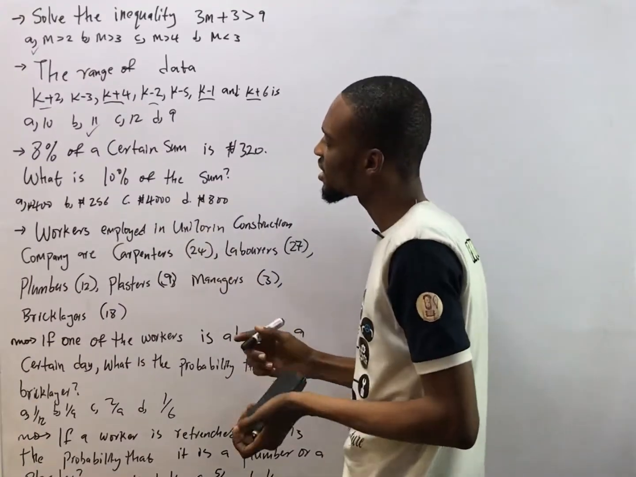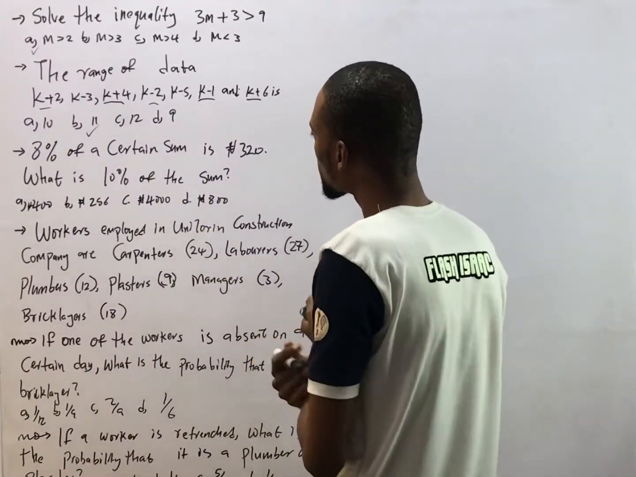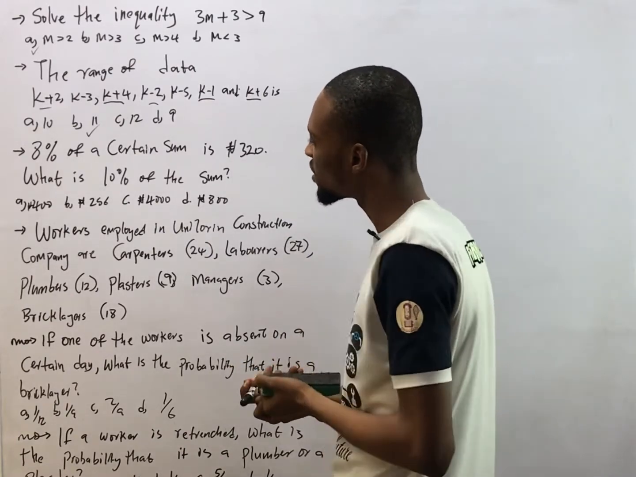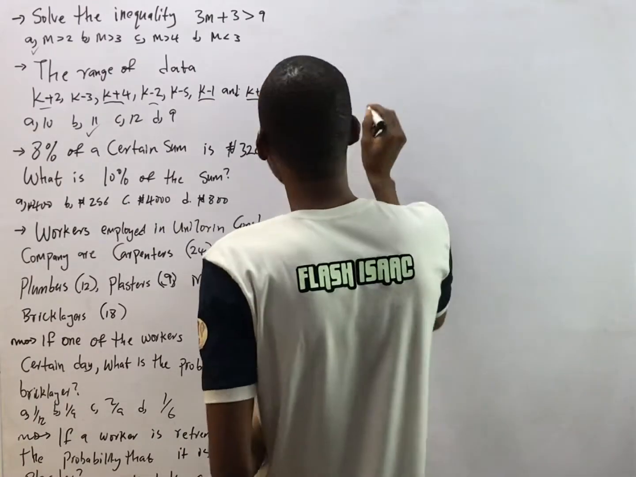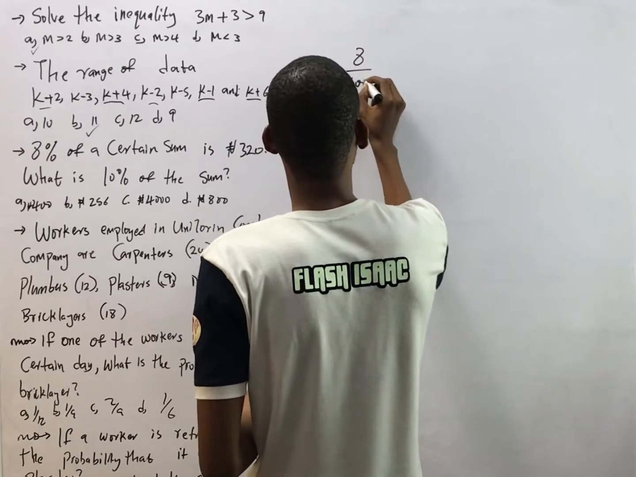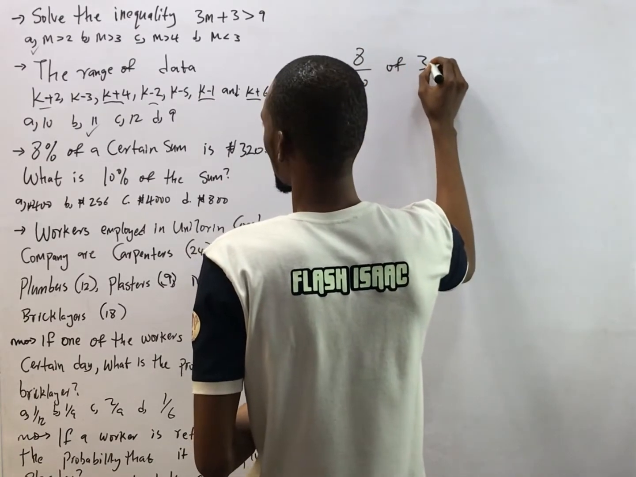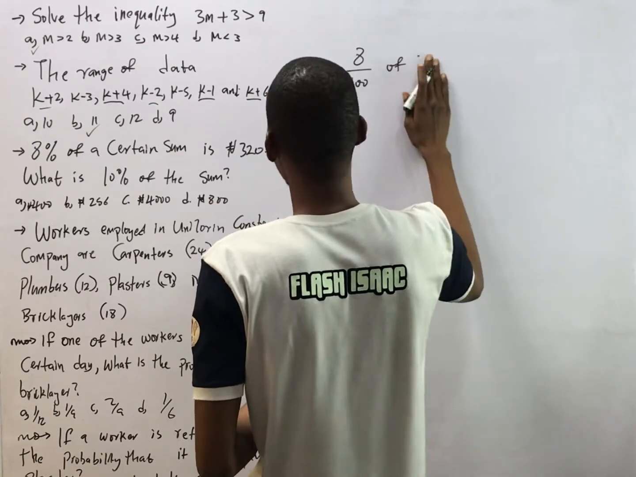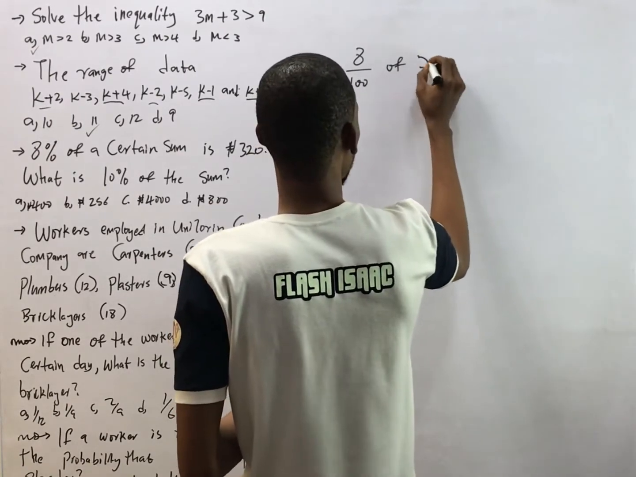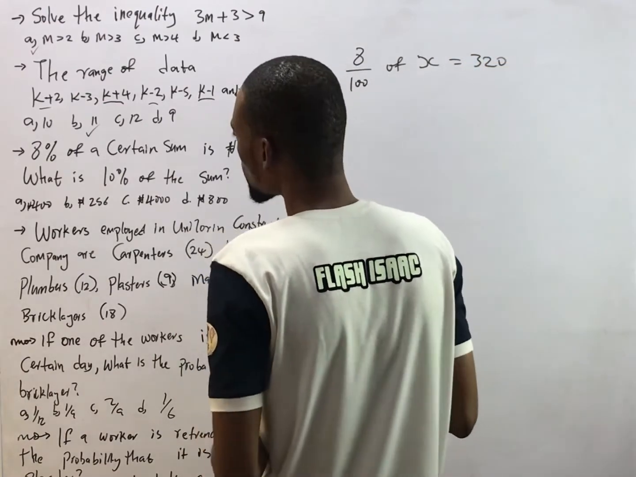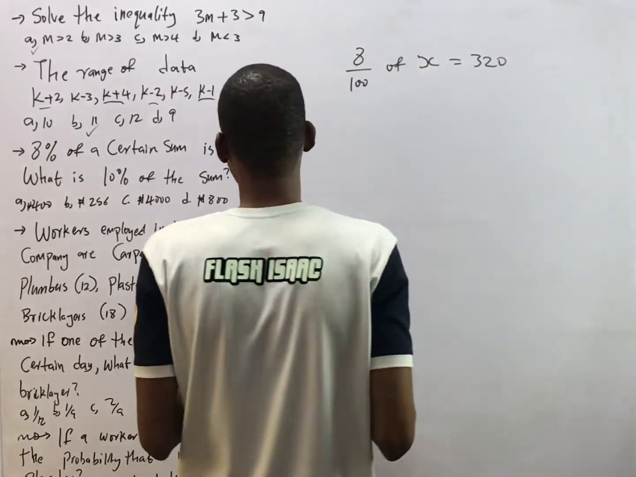This next question says 8% of a certain sum is 320 naira. What is 10% of the sum? 8% is simply 8 over 100. So 8 over 100 of a sum which you don't know, S, is equal to 320. So what is 10% of the sum?